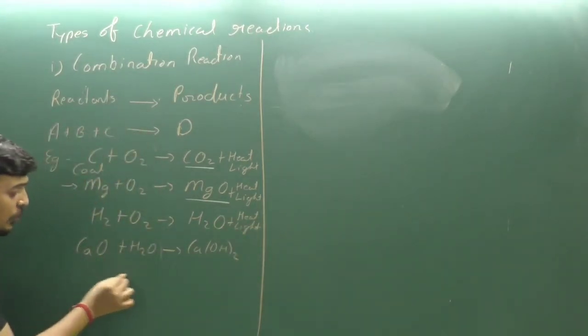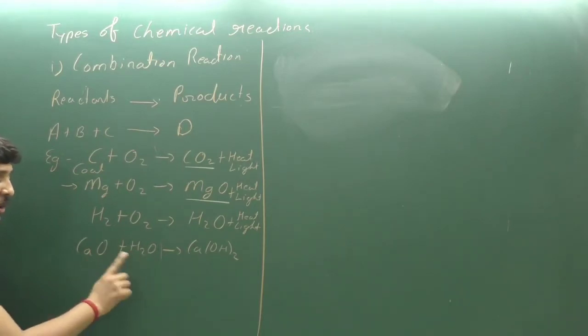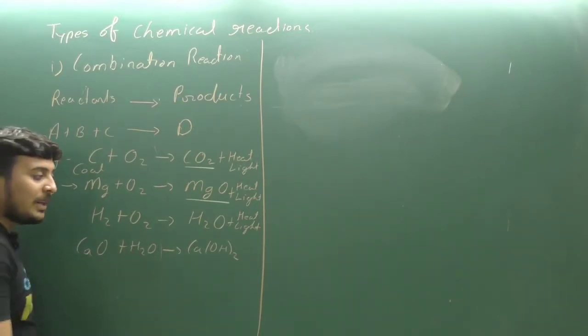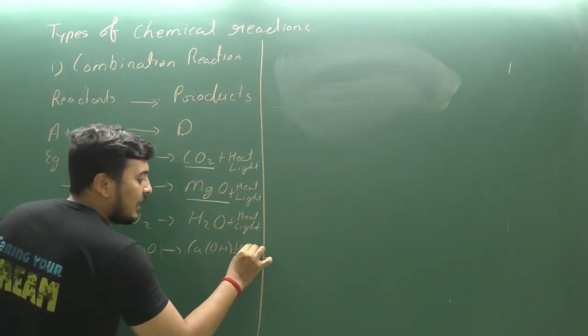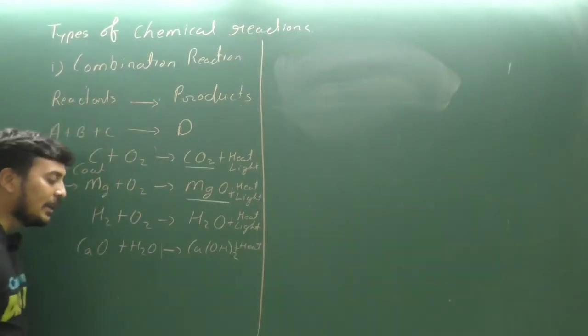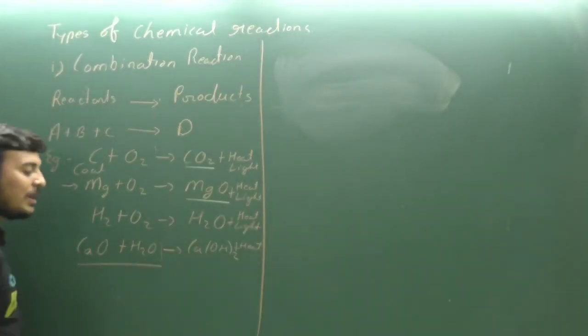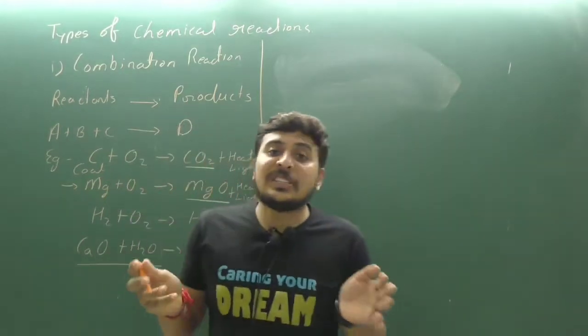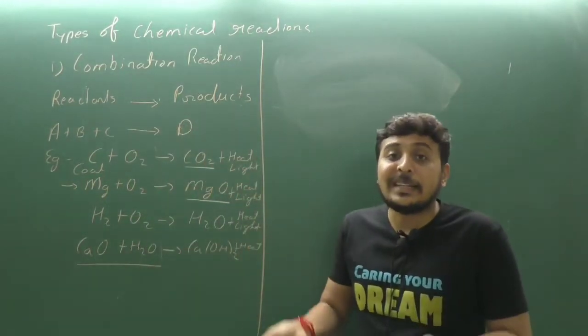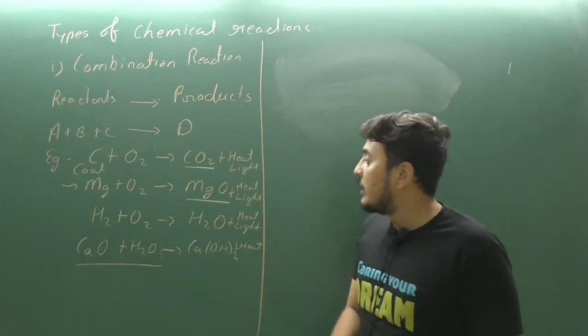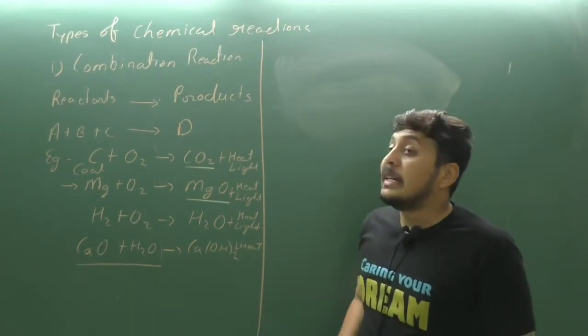Now this calcium oxide, when it reacts with water, it is not a combustion reaction, it is not burning, even though it releases heat. If these two compounds are mixed, then the container in which it is mixed will get heated up. It means heat is released.